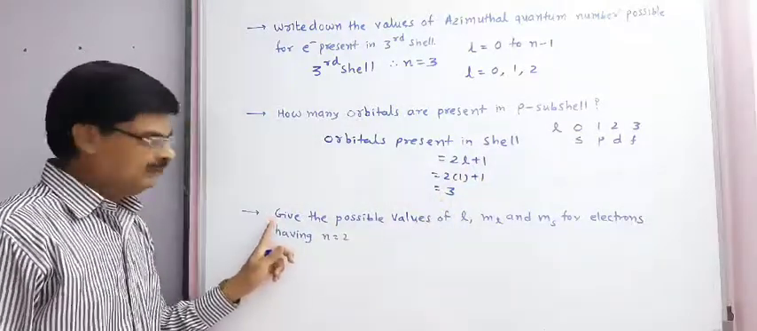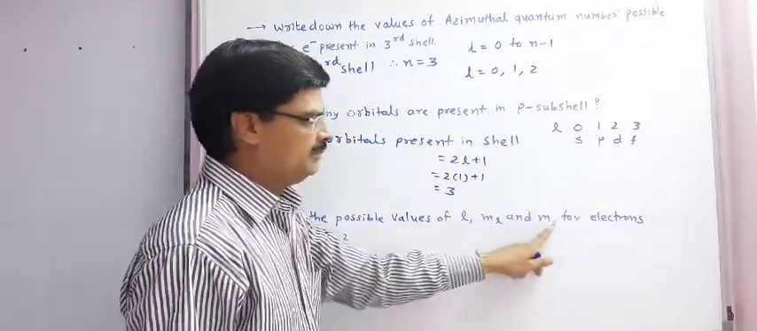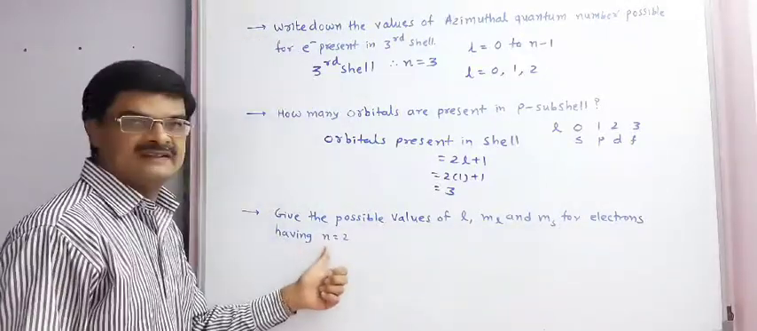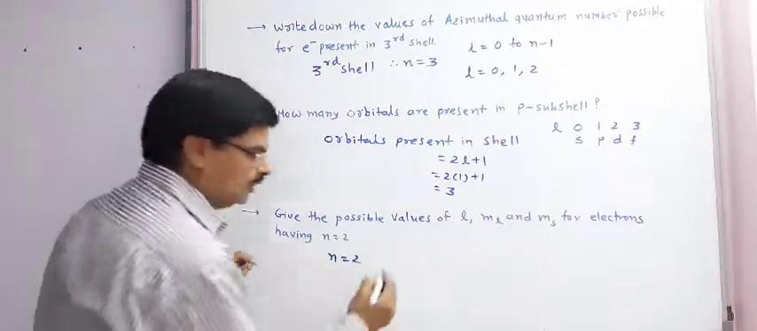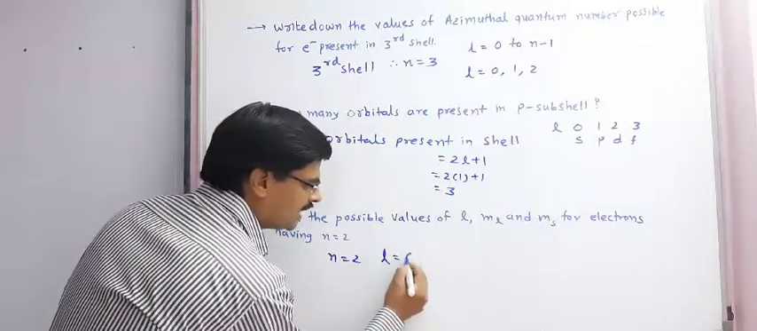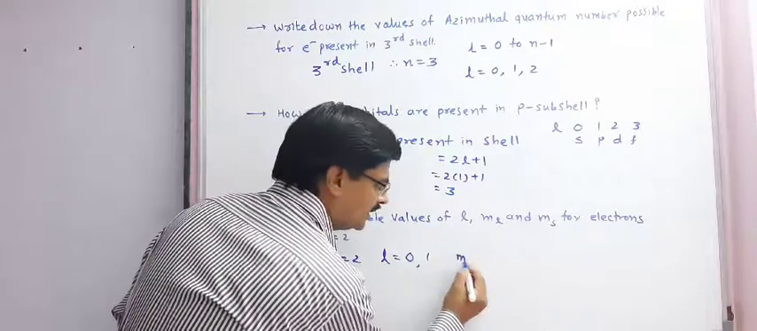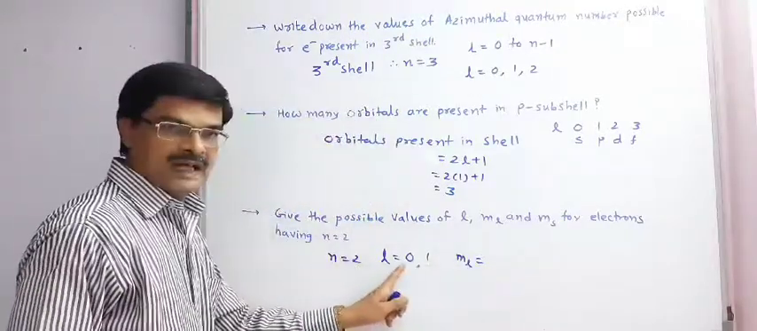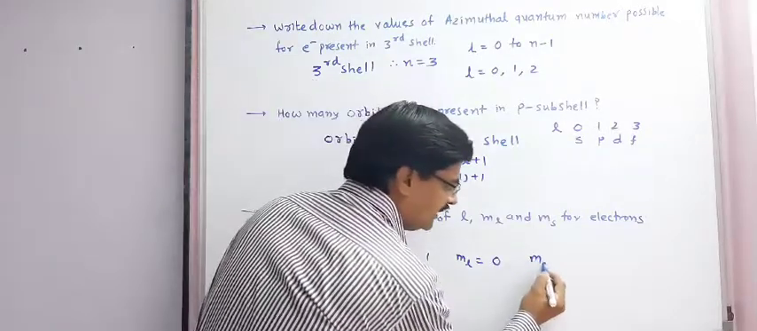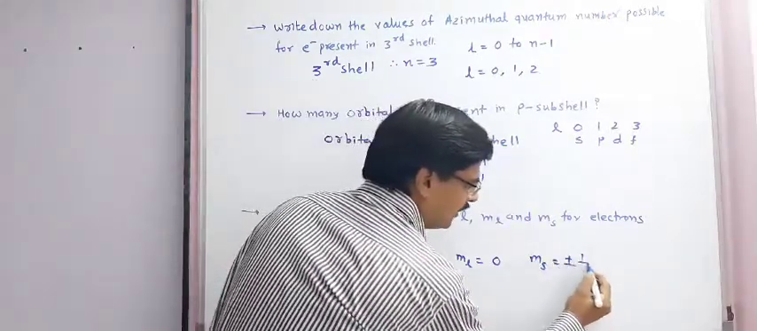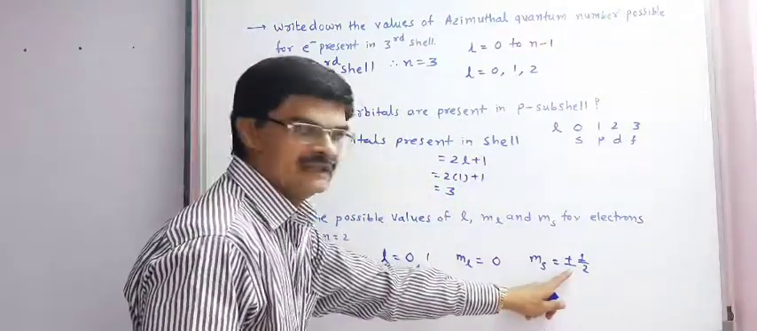Now in the next problem, give the possible values of L, ml and ms for electrons having n is equal to 2. Principal quantum number n is equal to 2. So azimuthal quantum number L can have values 0 and 1. Therefore, for L is equal to 0, ml is equal to 0. So ms is equal to plus or minus half. Spin quantum number plus or minus half.